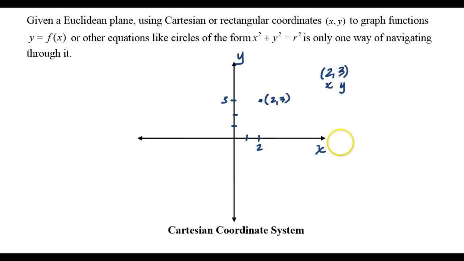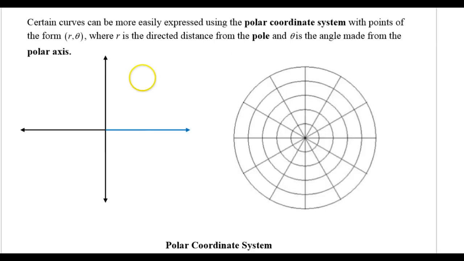Another way to do so is using the polar coordinate system. Let's now take a closer look at it. Certain curves can be more easily expressed using this polar coordinate system, where points now have a different form. Points are still written in parentheses, but instead of x comma y, we have r comma theta. r is the directed distance from the pole. I'm going to stop right there and, on both of these images, label the pole. This horizontal axis and vertical axis, I'm no longer labeling as x and y.